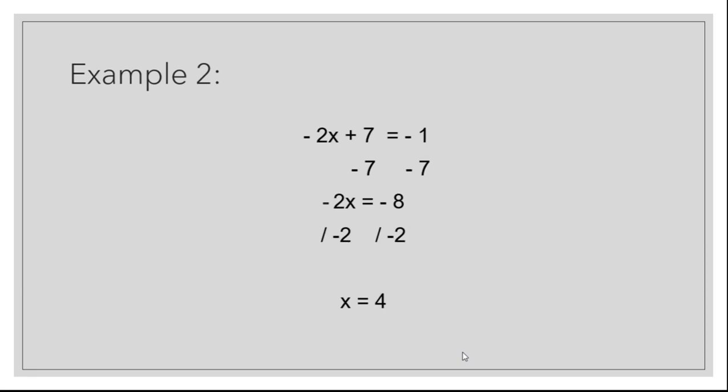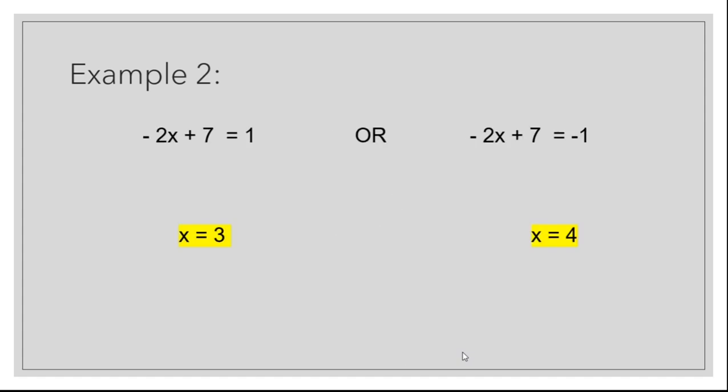Same thing, but this time it's negative 2x plus 7 equals negative 1. Again, you're going to subtract 7 on both sides. This time you get negative 2x equals negative 8, because negative 1 minus 7 is negative 8. You divide both sides again by negative 2, and negative 8 divided by negative 2 leaves you with a positive 4. So the possible answers for this one are 3 or 4. Both are going to be positive.